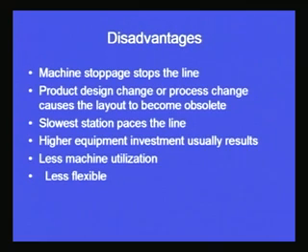Slowest station paces the line. So this is the third point on your screen. The speed of the line would be governed by the slowest machine in the line. So in order to improve this speed, either we have to replace that machine by another fast machine, or we have to expand our capacity by installing another machine, so that two machines can be operating simultaneously in order to speed up the line.